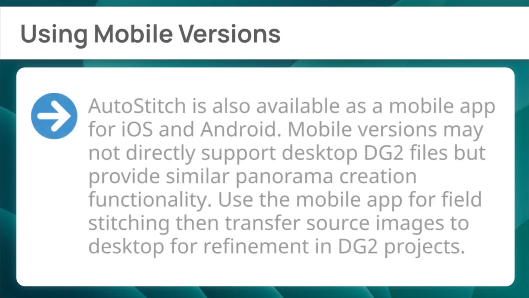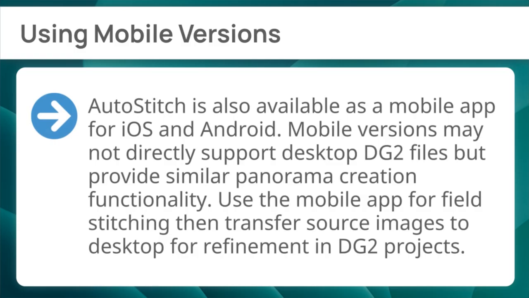Next, using mobile versions. AutoStitch is also available as a mobile app for iOS and Android. Mobile versions may not directly support desktop DG2 files, but provide similar panorama creation functionality. Use the mobile app for field stitching, then transfer source images to desktop for refinement in DG2 projects.